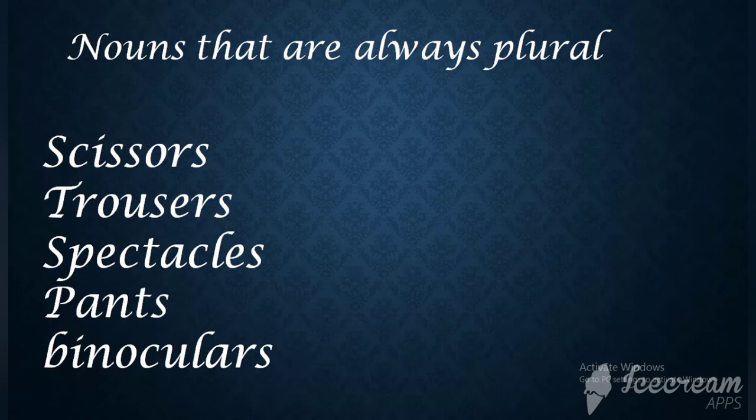Then we used to say trouser, but that is wrong. Trousers. Spectacle, no, spectacles. Then pants, binoculars. These are the words which are always plural. There is no singular form for these words, but we often make the mistake while talking, right? So hereafter, correct it. You should not use the singular form for these words. They are always plural. Now we shall move to the next one.